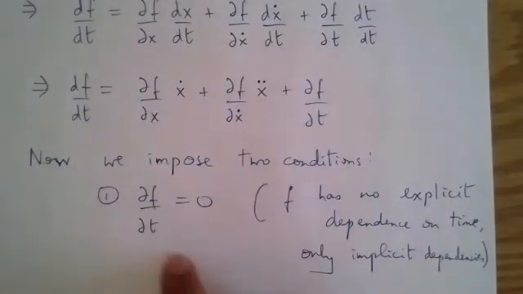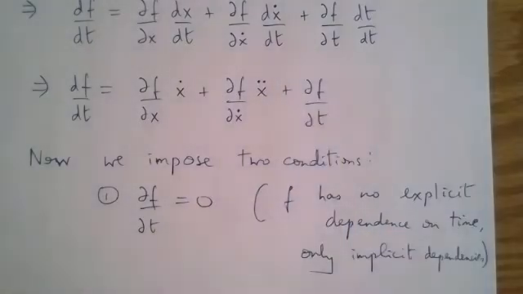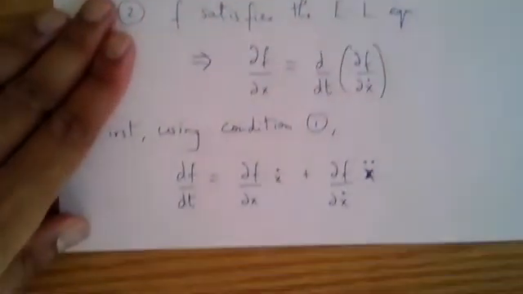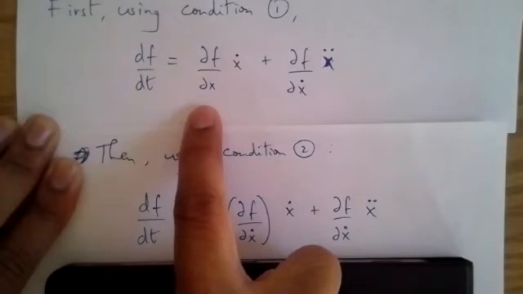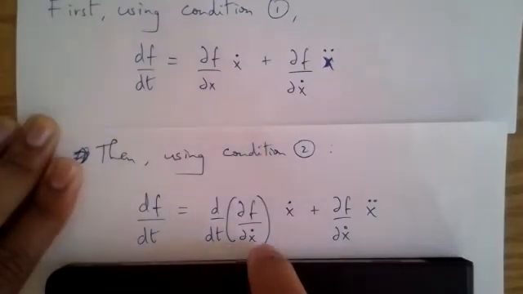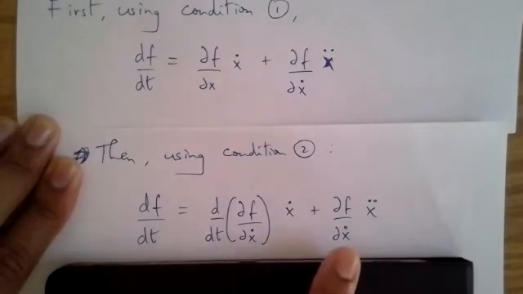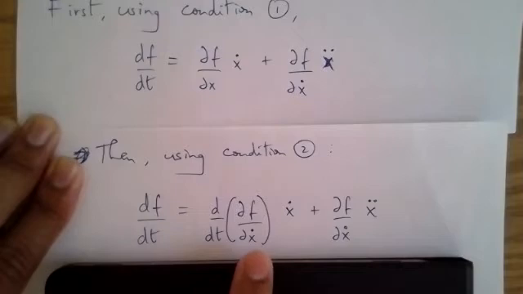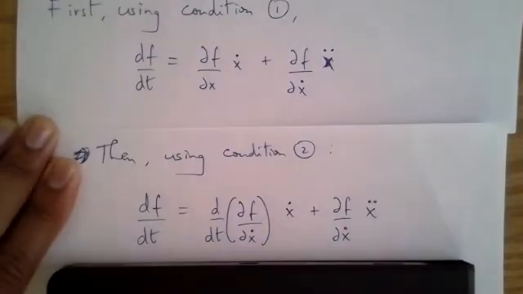Going back to this equation, we first apply condition 1, which eliminates this term and leaves us with this. Then, using condition 2, that f satisfies the Euler-Lagrange equation, we can replace partial f partial x with d by dt of partial f over partial x dot. Now, looking at these two terms, we notice a sort of similarity. Here we have partial f partial x dot, and here we have the time derivative of partial f partial x dot. Here we have x dot, and here we have the time derivative of x dot. If we recognize this pattern, then we realize that this is just the result of a product rule.